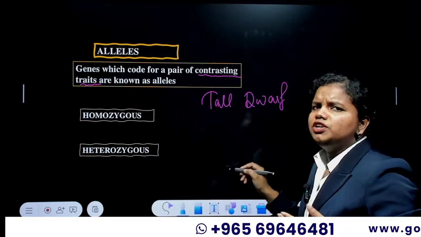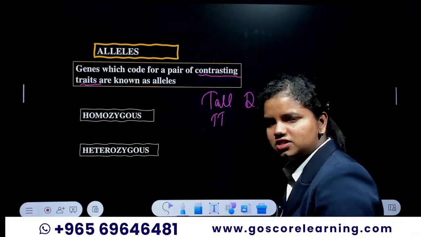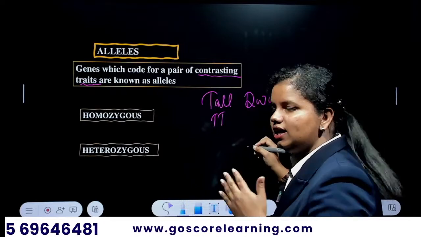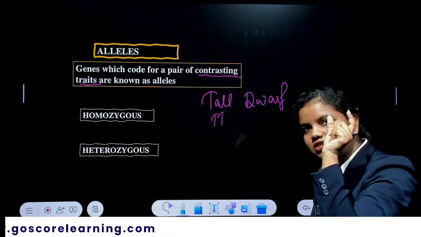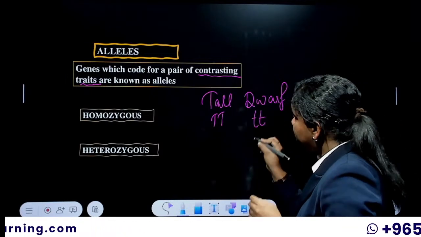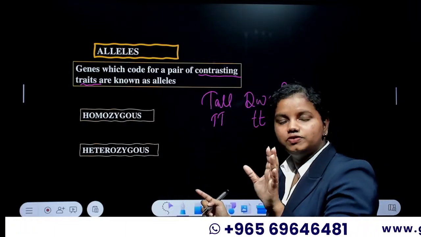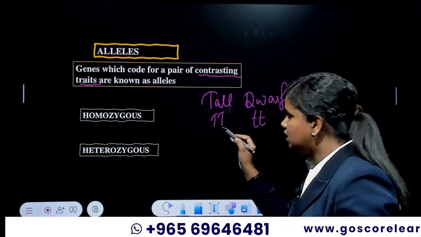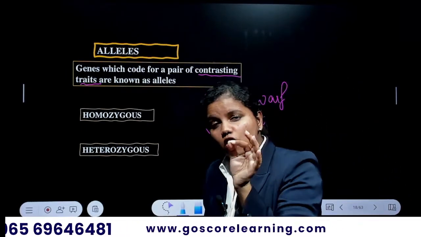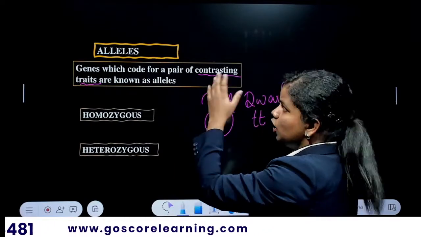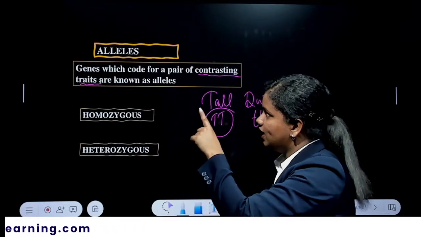If a plant is tall, we normally call it with the genetic composition capital T, which we'll discuss in the upcoming sessions. Do not worry, I'll take care of it. So if a plant is tall, we give it capital T, and if it is dwarf, we use small t. So these are alleles of the same gene. An alternative form or contrasting trait of that same gene is what you call an allele.